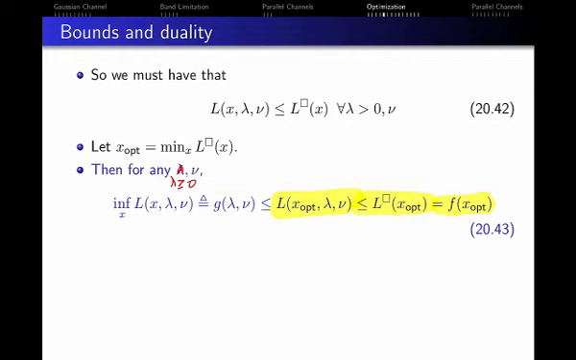But we also have that this is the lower bound, right? Because for any given value of lambda and nu, when we take the infimum over x, the value of the Lagrangian might be lower than the optimum, because those things are contributing to the value. Those things can only be negative.